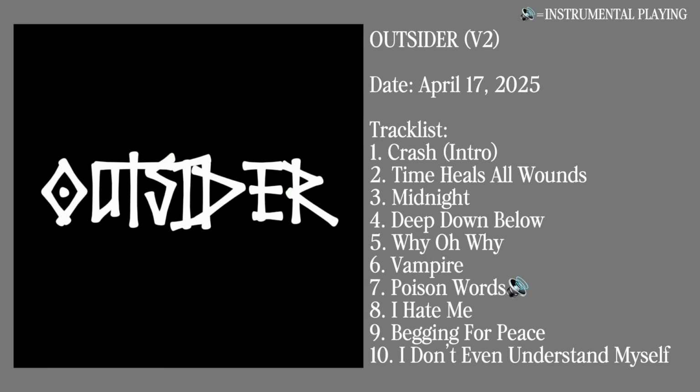After that, we move on to Outsider V2. This is when Outsider became an album concept instead of just an EP, and when I decided to make it a full album project. The new songs on this version include the intro Crash, Vampire, Poison Words, and finally, I Don't Even Understand Myself. This version also includes the removal of Break My Chains because I lost the file until very recently, so we won't see that song again. This version is dated April 17th, 2025.